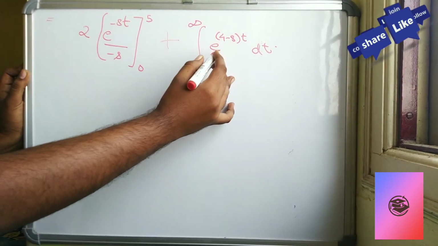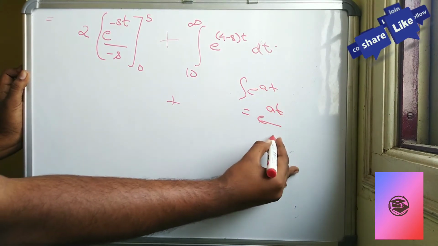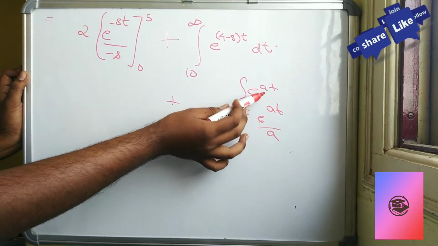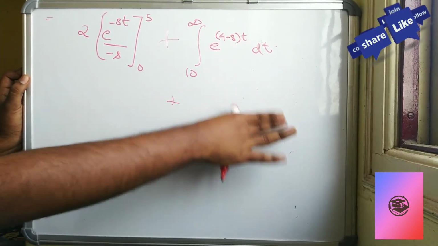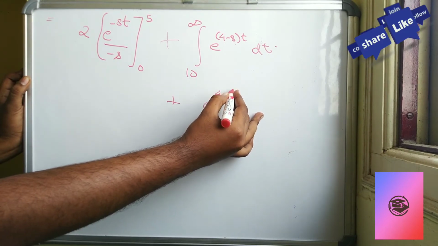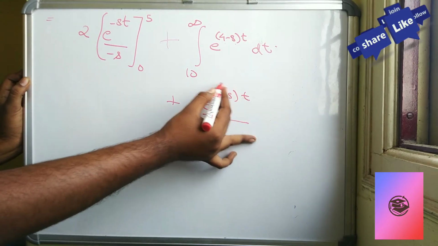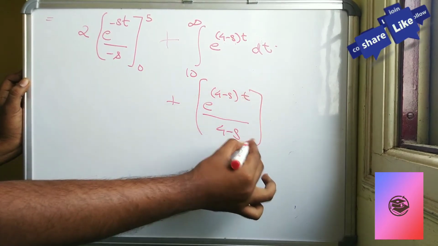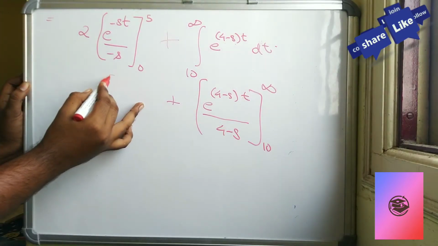So integration of this. We know the integration of e power at will be e power at by a, right? Here you observe, a is nothing but 4 minus s. Now this becomes e power at, that is e power 4 minus s into t, by a, which is 4 minus s. This is the integration, with limits 10 to infinity.